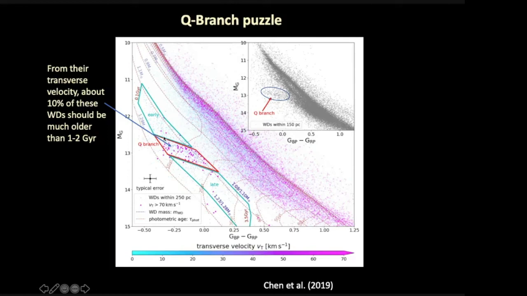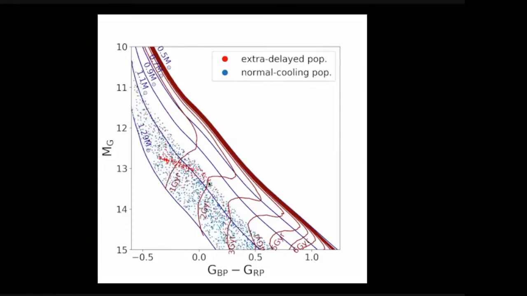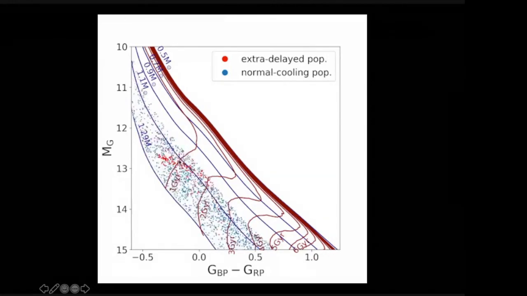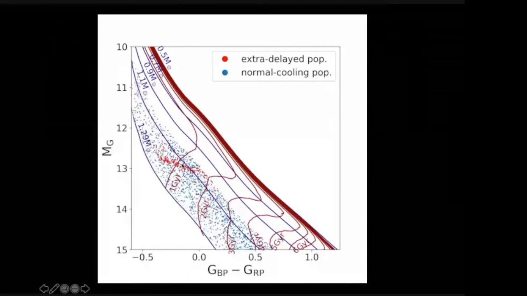In this paper, Chen et al. don't really calculate white dwarf models. So they hypothesize some additional delay. Remember, this is a constant star formation rate, so white dwarfs are fed at a constant rate onto the sequence. This is essentially how you have to visualize this CMD. You have to add some extra delay to this red point to keep the Q branch in the observed part of the CMD.